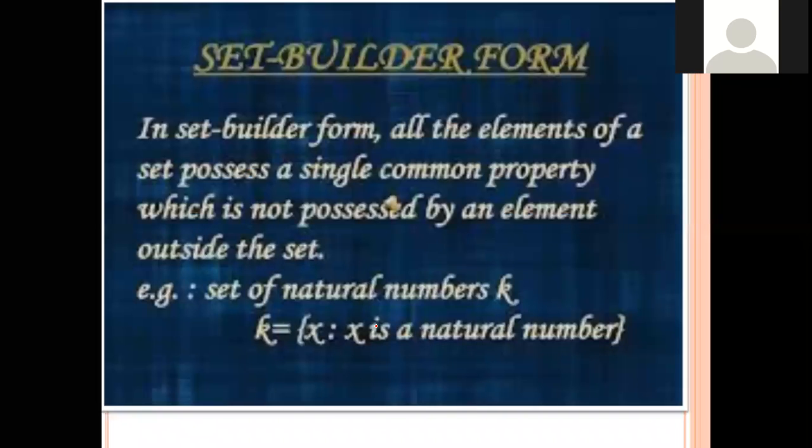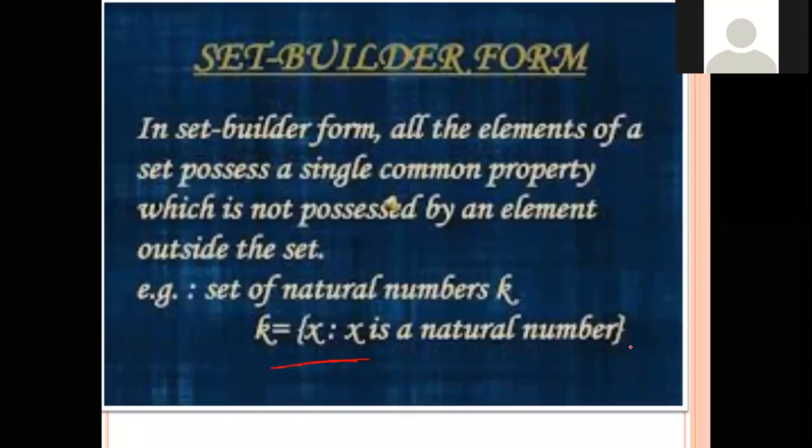Now there is one more form called set builder form. Here, instead of writing every element, we write the common property that the elements possess. Here, this is a set builder form, because instead of listing the natural numbers, we have written K is a set containing natural numbers x such that x is a natural number.